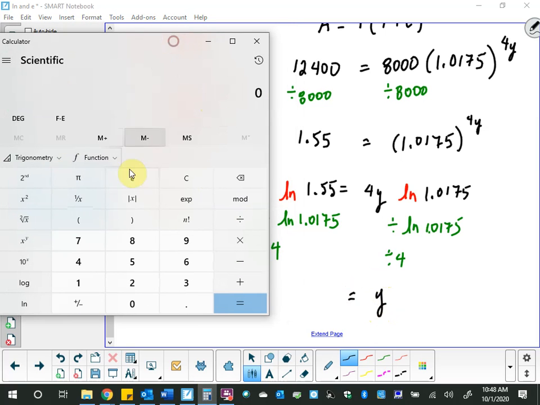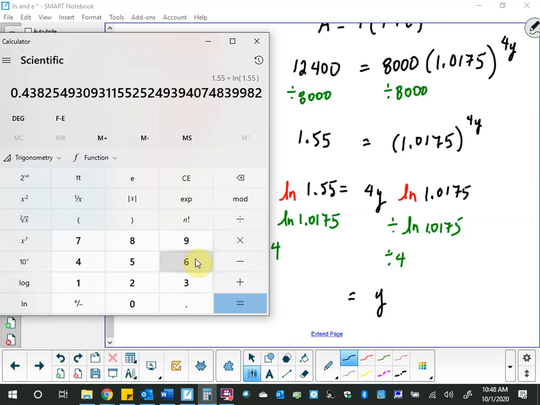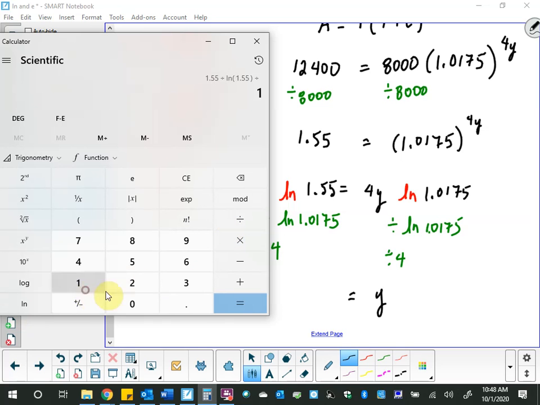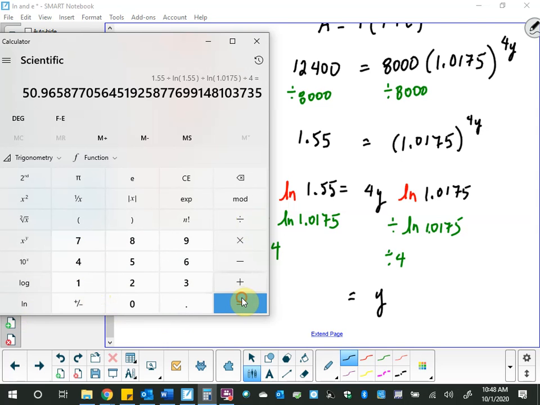So let's see what's under here. For me, 1.55 divided by, oh, bad me, 1.55, hit the ln button, divided by 1.0175, hit the ln button, divided by 4, don't hit the ln button, it was just a plain old 4, equals 50.96, so that's actually 51.0 years.